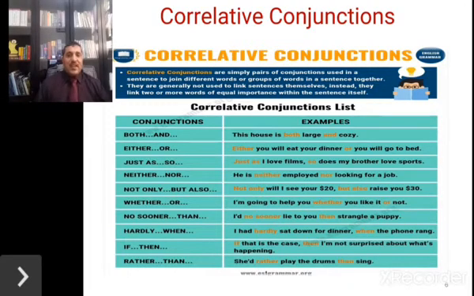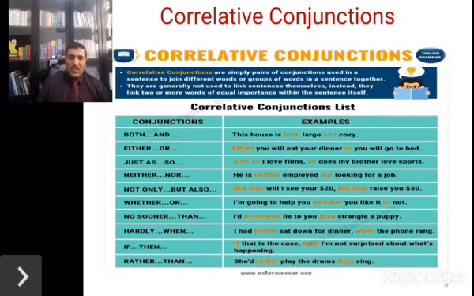Okay. If and then. If that is the case, then I'm not surprised about what is happening. If that is the case, so, if it is like this, then, so, I'll do so and so. If that is your answer, then you have to succeed. If that is your brother, then I have to support you.